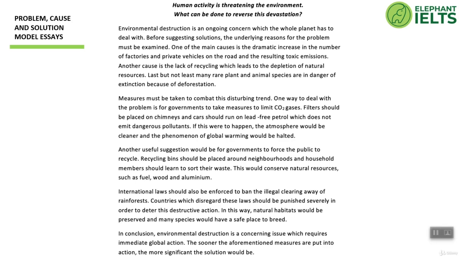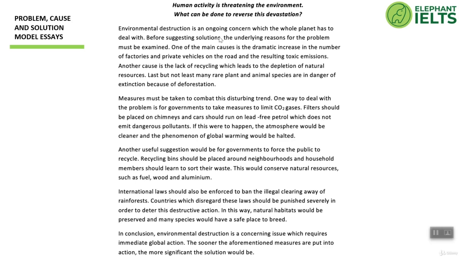From the question, we understand that this is a problem, cause and solution essay. The problem is that the environment is in danger and the cause of the destruction is human beings. So we have to introduce the problem and state what we are doing to damage the environment. As we read this essay, I want you to see how each of these sentences follows the structure that we described above. We begin with the introduction.